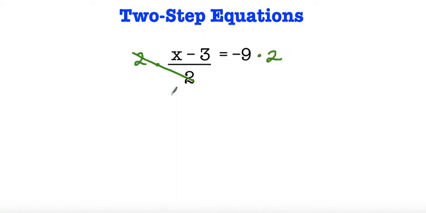So now on the left side, I'm left with x minus 3 is equal to, and on the right side, I have negative 9 times 2, which is equal to negative 18. So now I have x minus 3 is equal to negative 18. And remember, our goal is to isolate the x. If I want to get rid of minus 3, I'm going to have to add 3 on both sides.